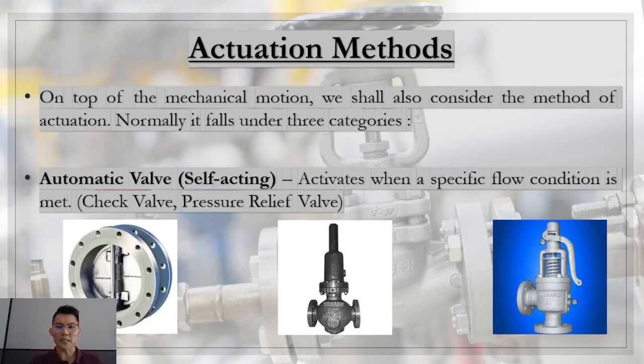Okay, so number three, this is an automatic valve, or what we call a self-acting or self-actuated valve. This type of valve is designed to use a mechanism, most of the time a spring, to activate when a specific flow condition is met. For example, on the left-hand side, this is a check valve. In the middle, this is a pressure regulator, which is controlled by a spring as well.